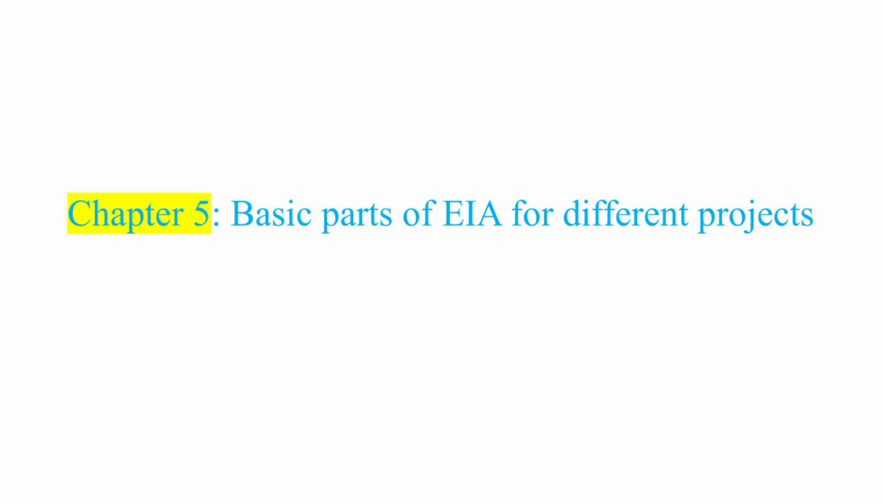Fifth chapter, EIA for different projects. A factory's EIA is different from a dam's EIA. This chapter shows how each project type is assessed. Sixth chapter, pollution types. Air pollution, water pollution, soil pollution, noise pollution. In this chapter we see what they are and how they are measured.